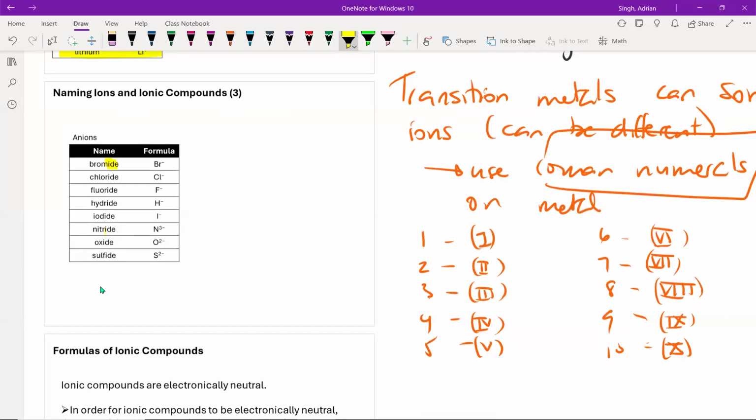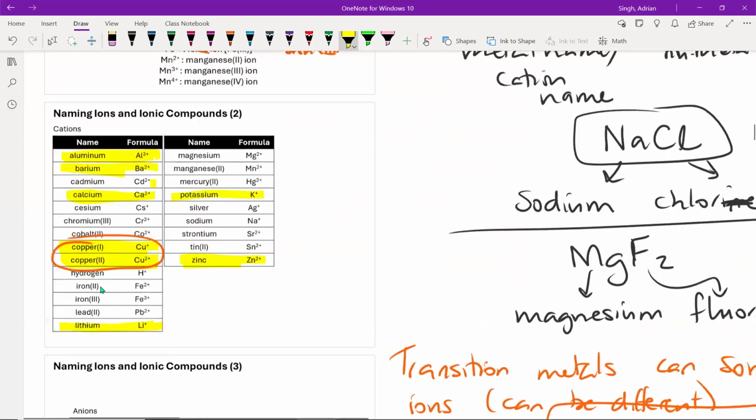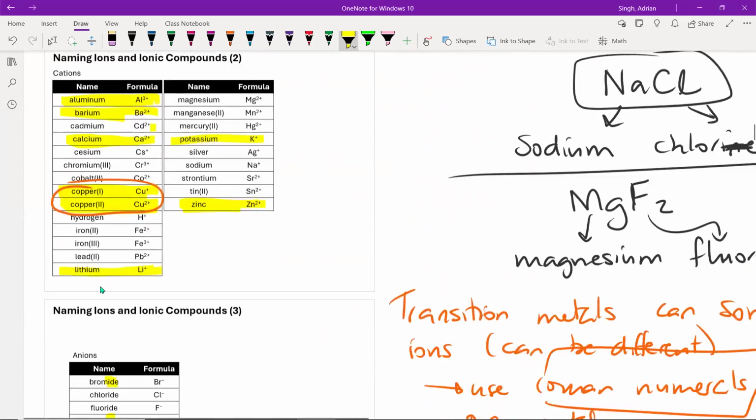Nitrogen becomes nitride, not nitrogenide. Hydrogen becomes hydride, not hydrogenide. So you're not adding the -ide, you are replacing the ending of the original element name with -ide. You want to keep that in mind as we go through our nomenclature.